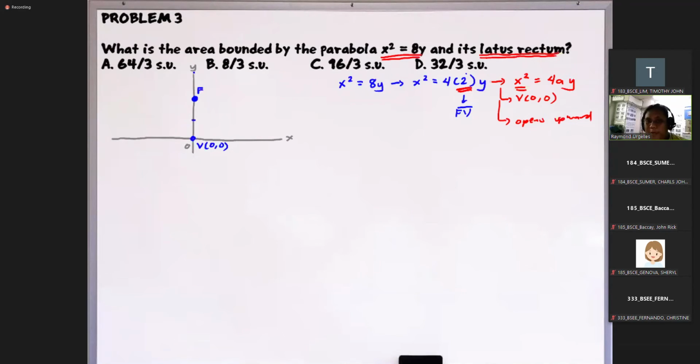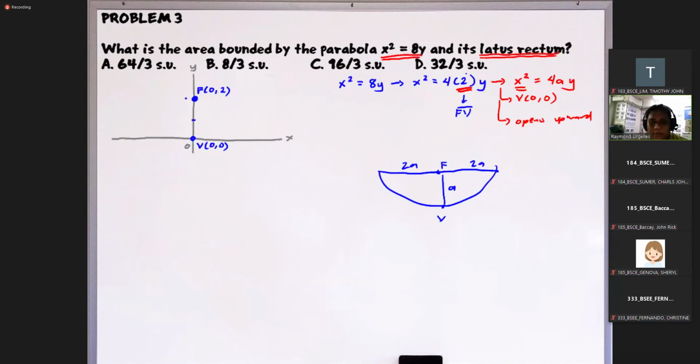Since this is opening upward, alam natin vertical yung axis nun. So again, this will be given by (0, 2). Kaya na-explain ko sa inyo kanina. Yung sa focus natin, remember yung sa figure na binigay ko sa inyo kanina. So again, if this is the focus, this is the vertex. If this is equal to a, this is 2a and this is 2a.